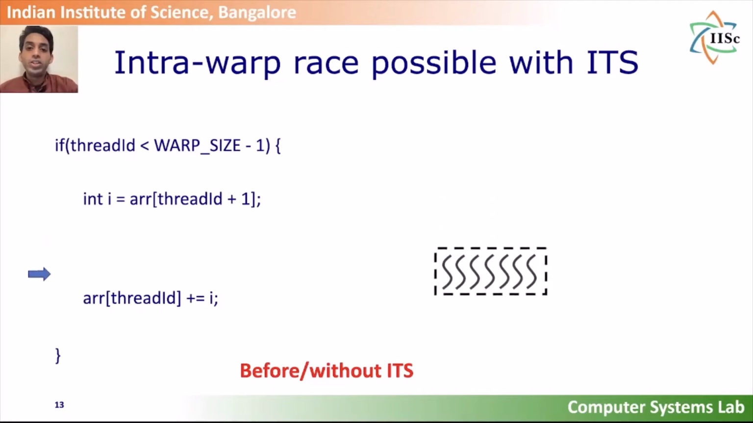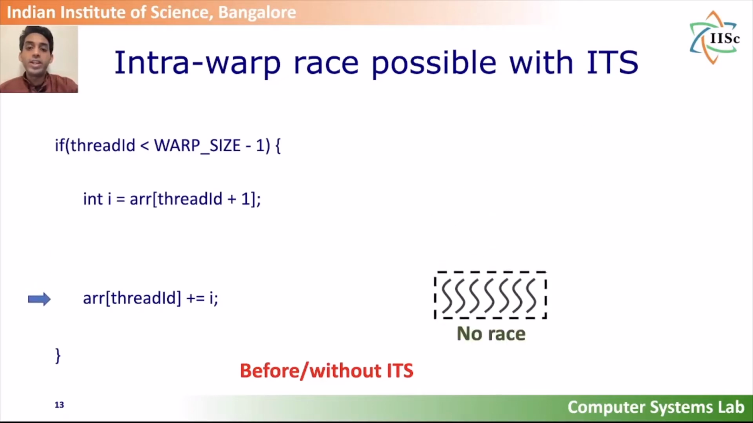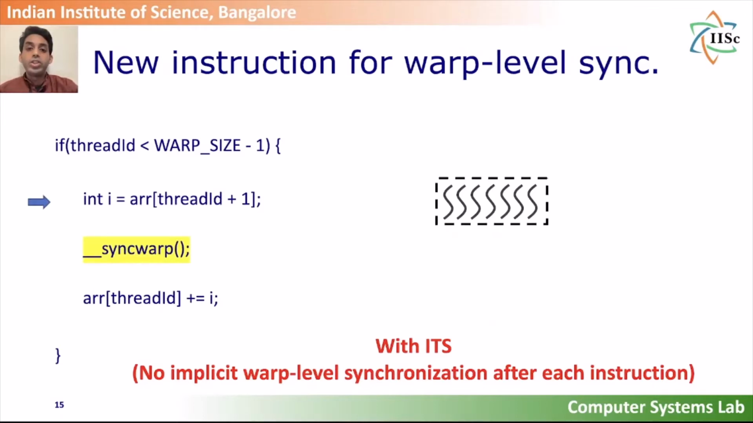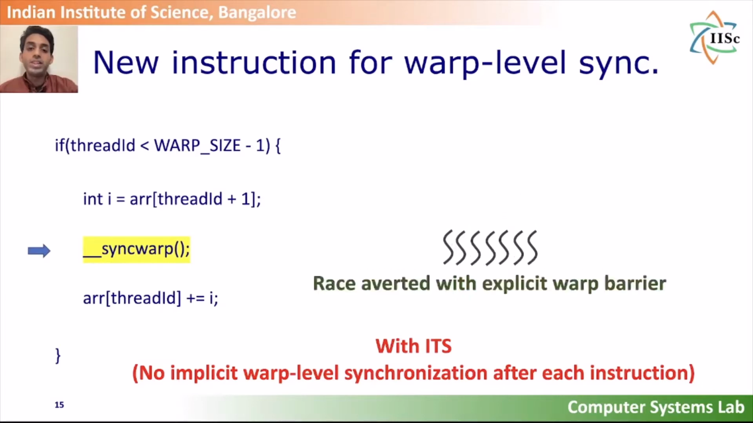However, the introduction of ITS can also create races in previously race-free code. This is because the assumption of implicit warp-level synchronization is now broken. Threads within a warp that relied on this synchronization now race with one another. To solve this, new warp-level barriers have been introduced, which should be inserted at appropriate locations to explicitly synchronize these threads and avoid the race.